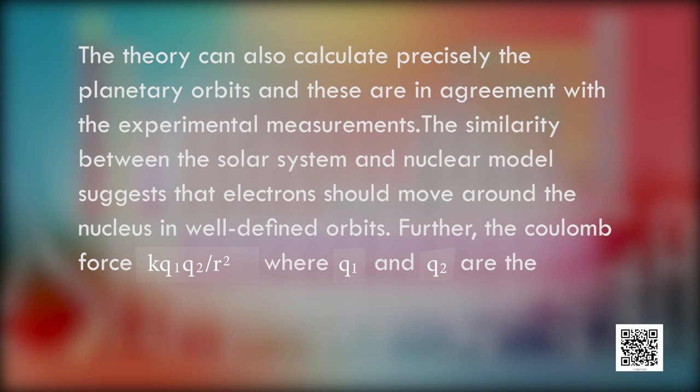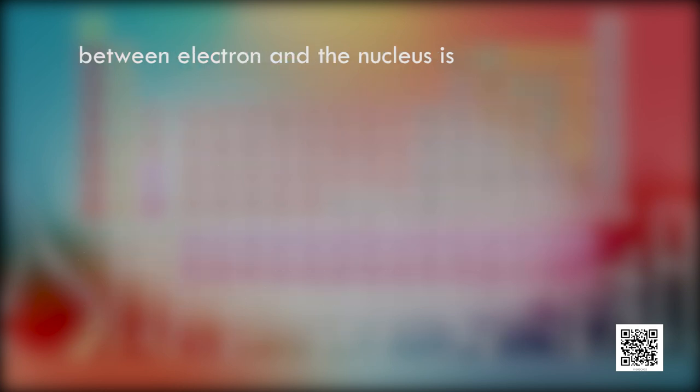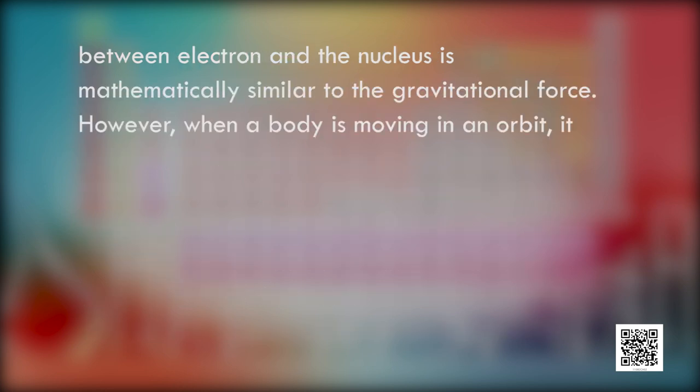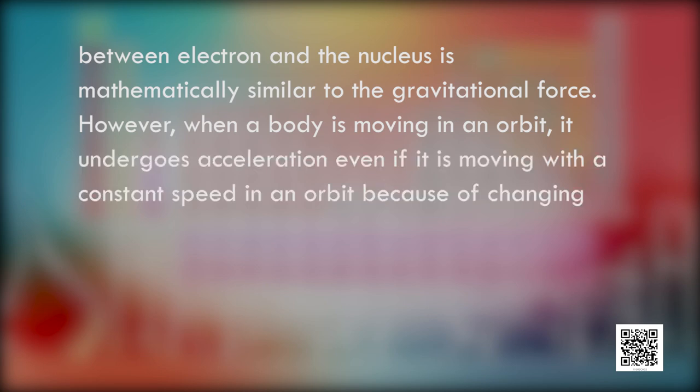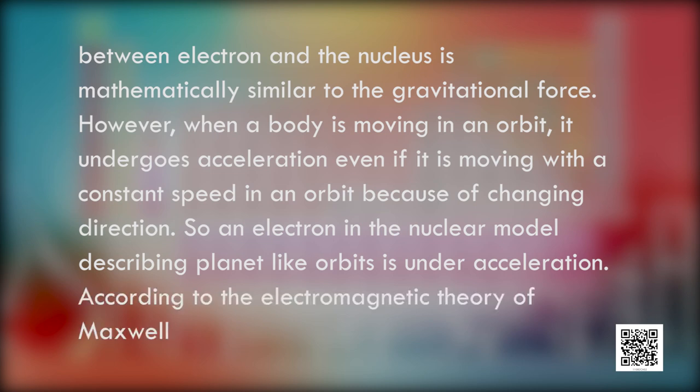Further, the Coulomb force is K Q1 Q2 divided by R squared, where Q1 and Q2 are the charges and R is the distance of separation of the charges. K is the proportionality constant. So, this force between the electron and the nucleus is mathematically similar to the gravitational force. However, when a body is moving in an orbit, it undergoes acceleration even if it is moving with a constant speed, because of the changing direction. So, an electron in the nuclear model, describing planet-like orbits, is under acceleration. According to the electromagnetic theory of Maxwell, charged particles when accelerated should emit electromagnetic radiation. This feature does not exist for the planets because planets are uncharged.